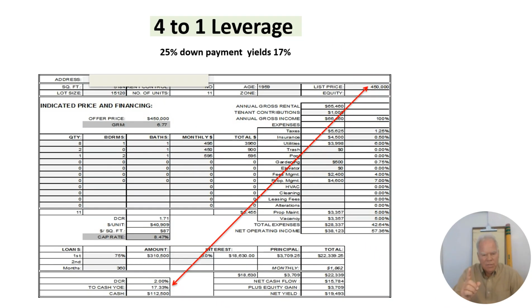Now we change just one thing, the structure. Instead of paying all cash, we model the same $450,000 property with a 25% down payment. And notice what happens to the yield. It jumps to roughly 17%. Same property, same income, but with 4-to-1 leverage applied.